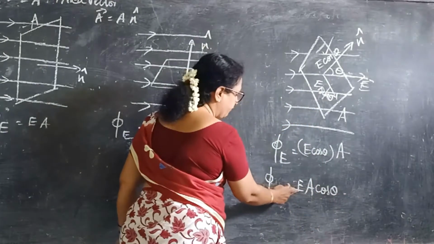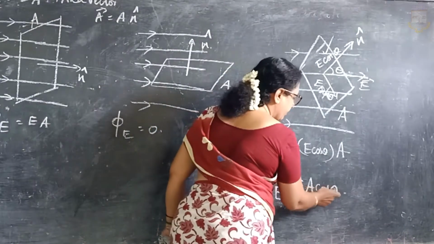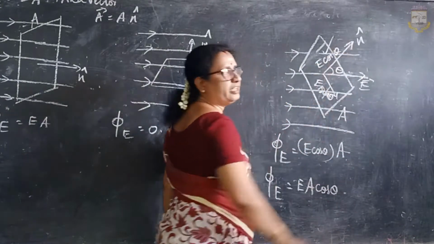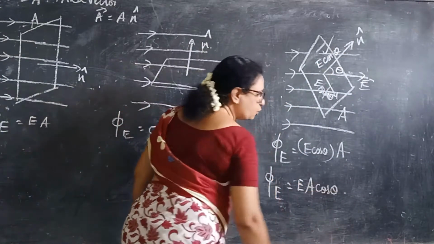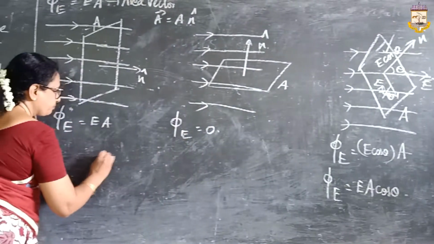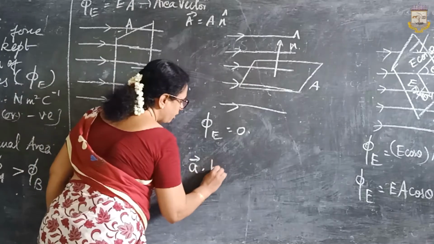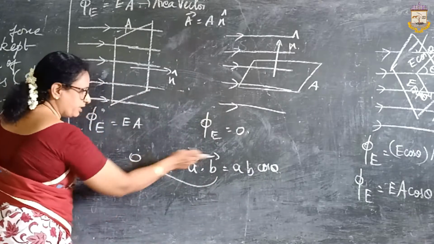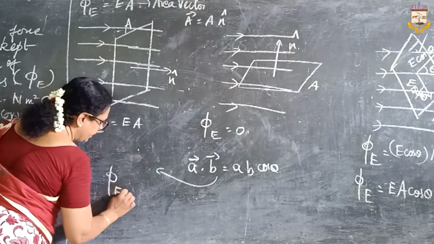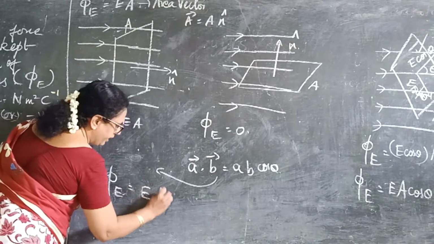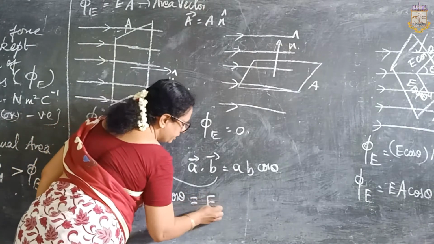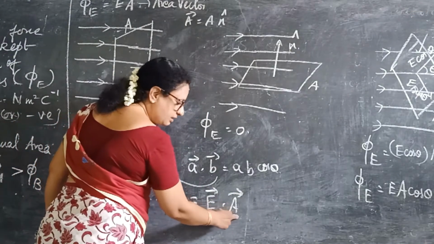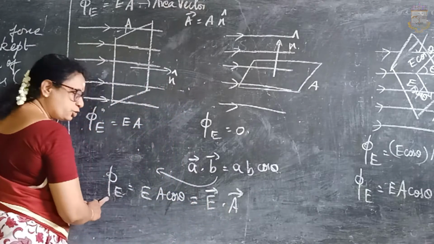Here E is the electric field, A is the area, and theta is the angle between E and A, the angle between the electric field E and the area vector. So phi E is equal to EA cos theta. Now we all know A vector dot B vector is equal to AB cos theta. So apply this formula here. For this we can write phi E as EA cos theta, which we can write as E vector dot A vector. So there are two vectors. The product of two vectors leads to a scalar.